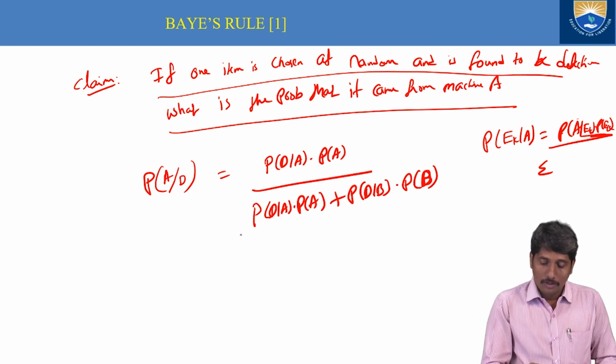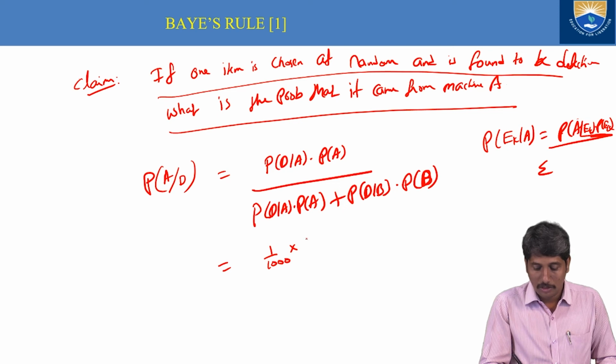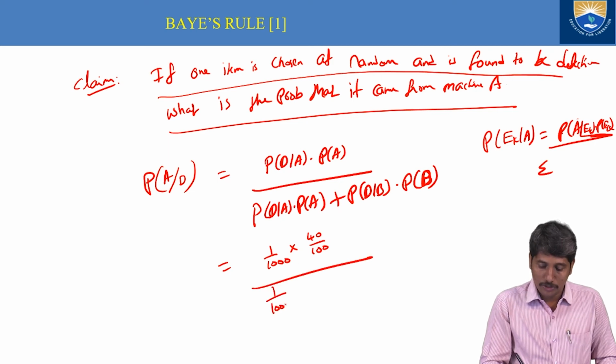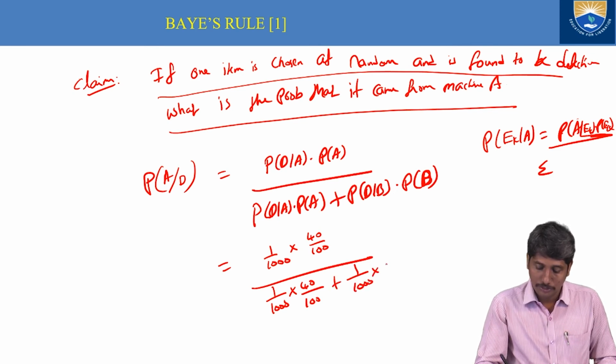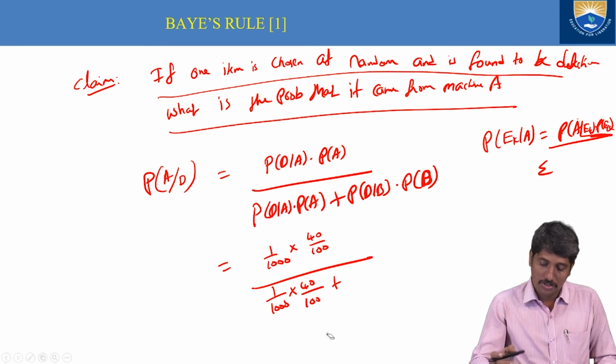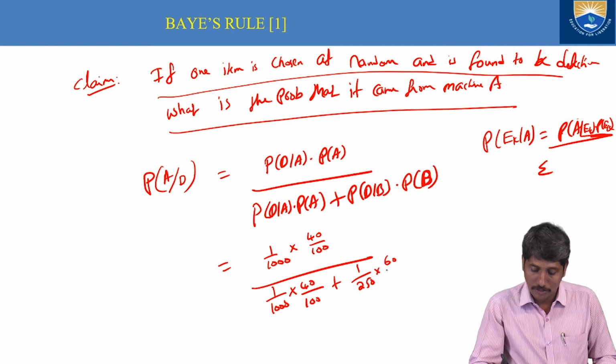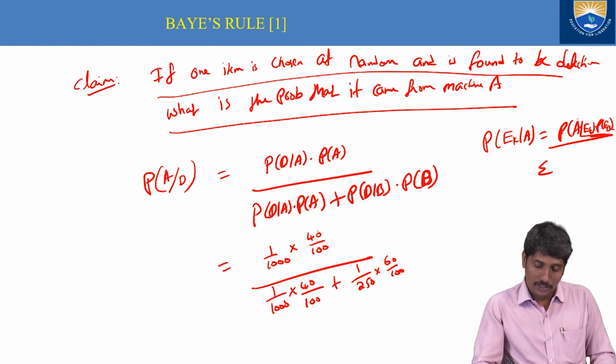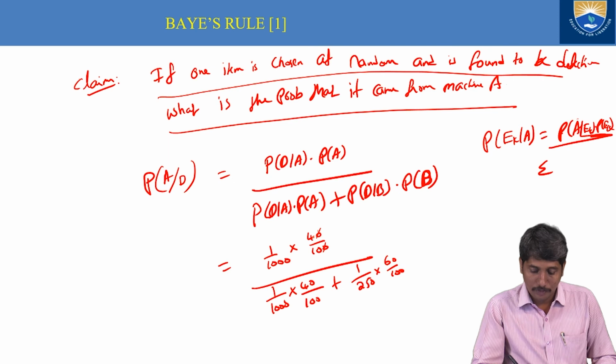Now, let us substitute the things. P of D by A means 1 by 1000 and P of A means 40 by 100. So P of D by A into P of A is 1 by 1000 into 40 by 100. Then P of D by B means 1 by 250 into P of B, that is 60 by 100. When you cancel the 0, you will get 0.4, that means 1 by 1000 into 0.4.